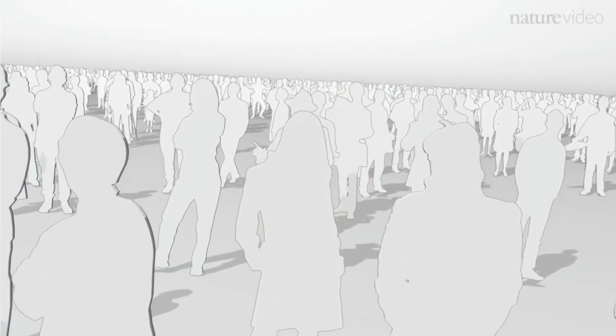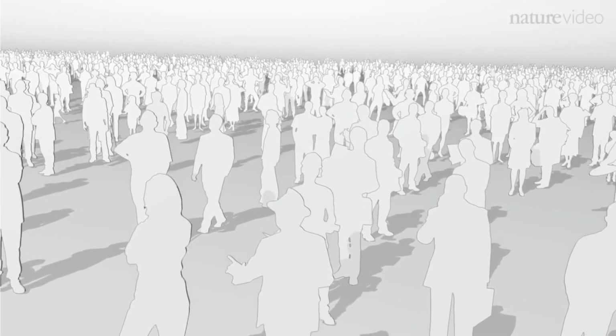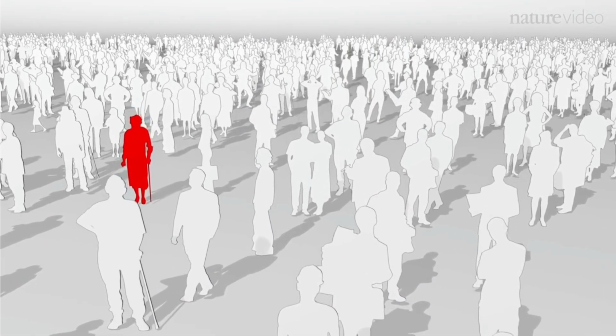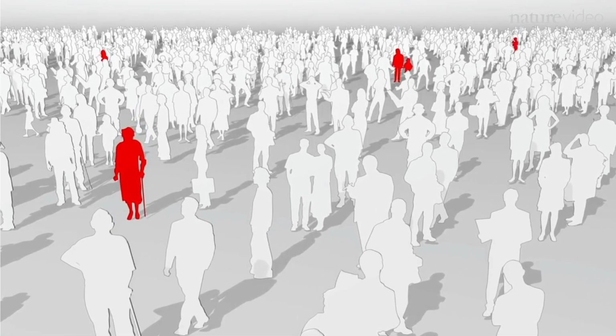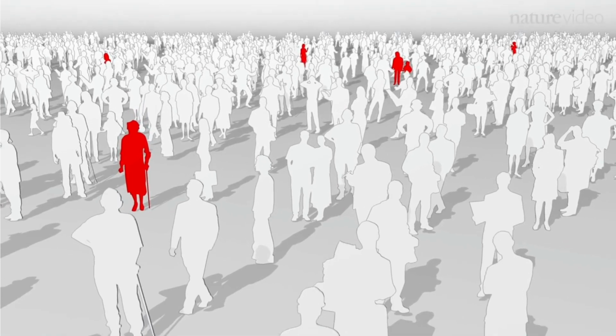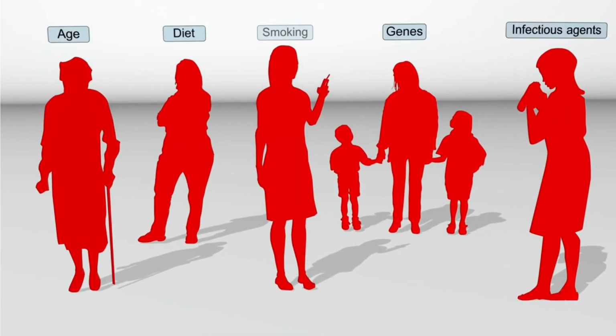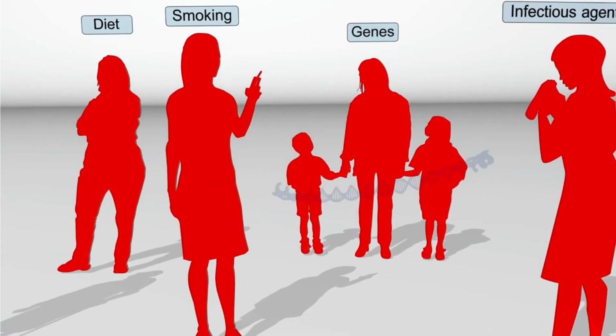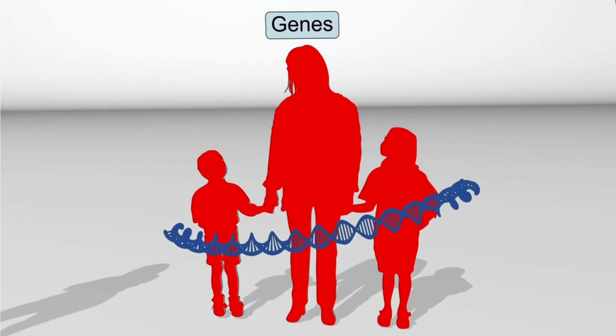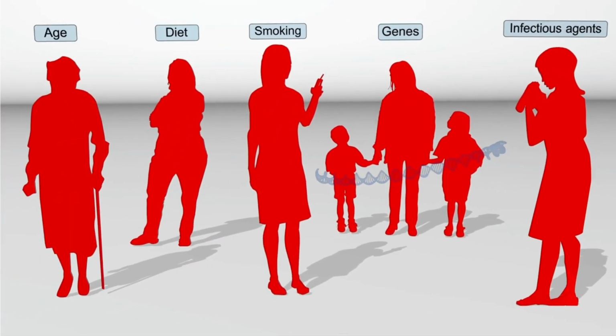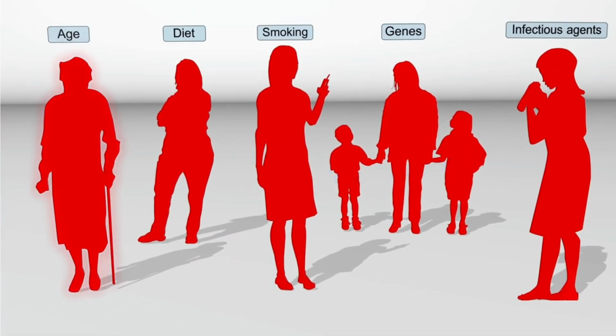Rheumatoid arthritis is a common autoimmune disorder of the joints that affects about 1% of the population worldwide, more often women than men. The exact causes of the disease are unknown, but an individual's risk is thought to be increased by a combination of genetic and environmental factors. Many of the genes associated with rheumatoid arthritis are involved in immune system function. Non-genetic risk factors include age, diet, infectious agents, and smoking.